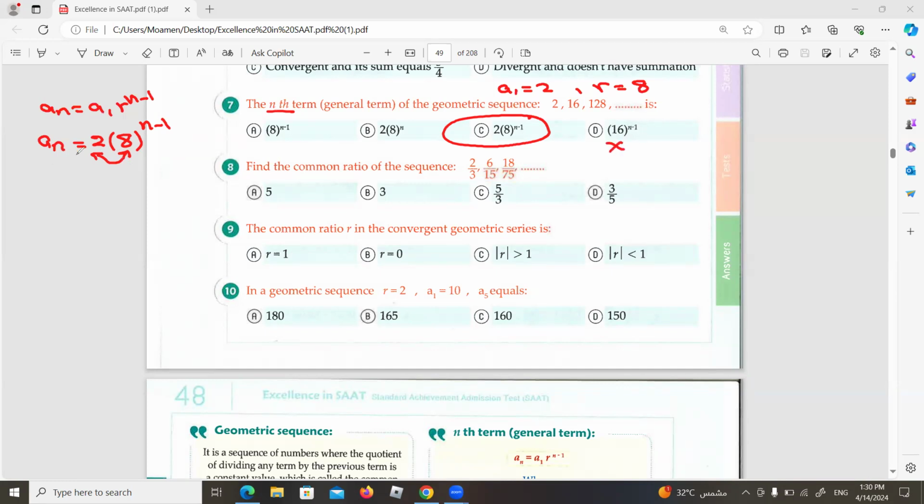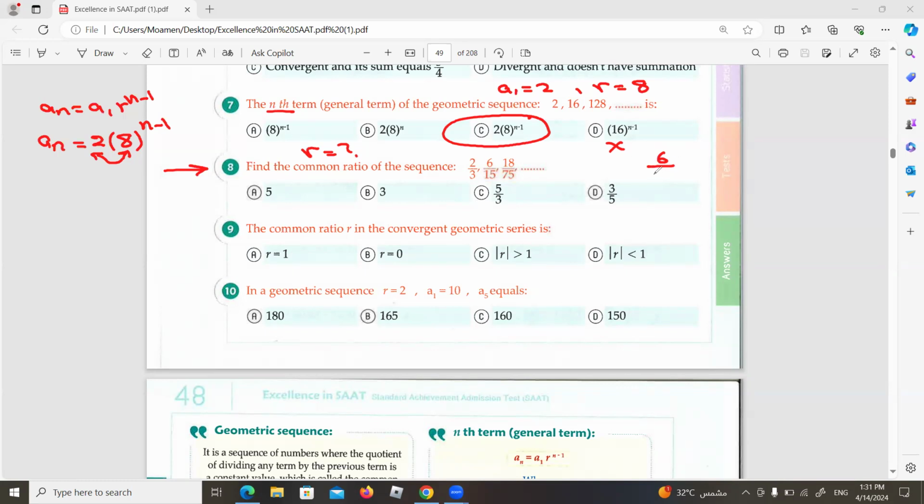Okay. Find the common ratio of this sequence, number 8. The common ratio means I need to find r. r here is missing. To find the common ratio, just divide the second term by the first term, or the third term by the second term. So it's really easy.